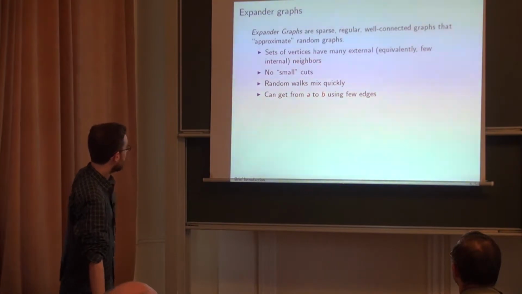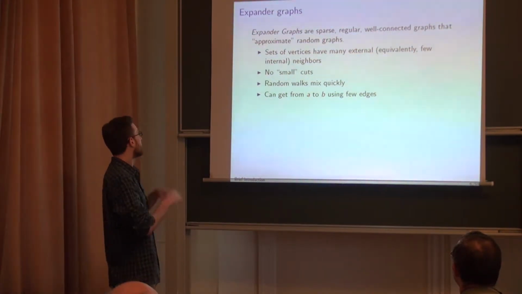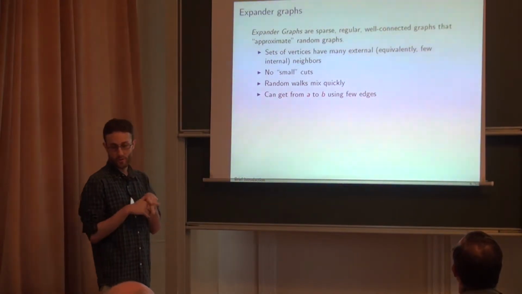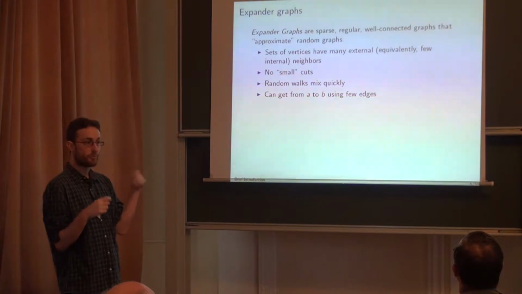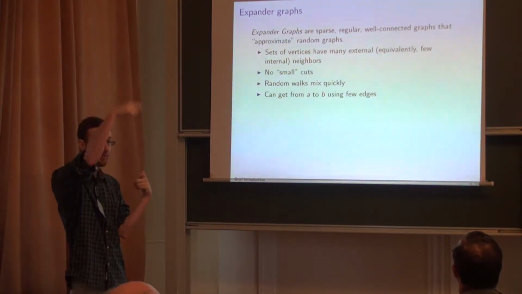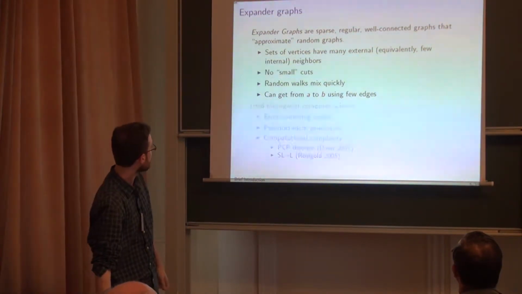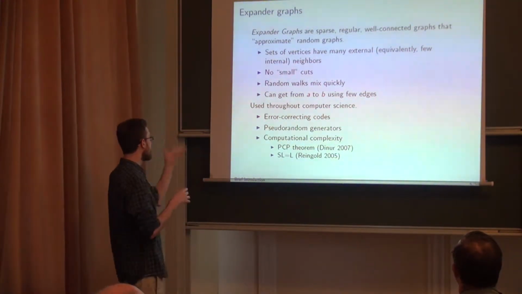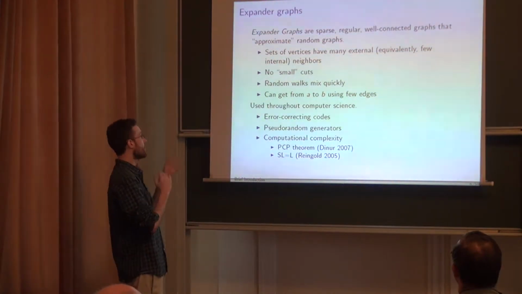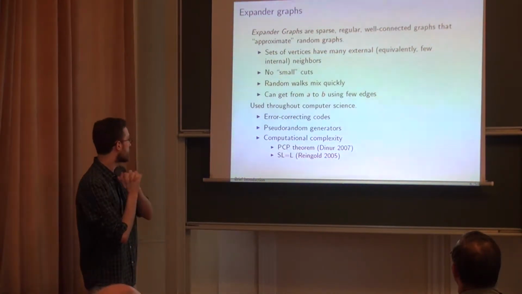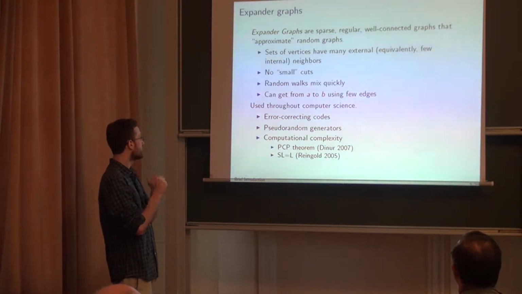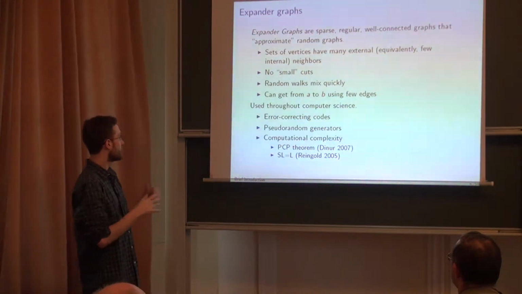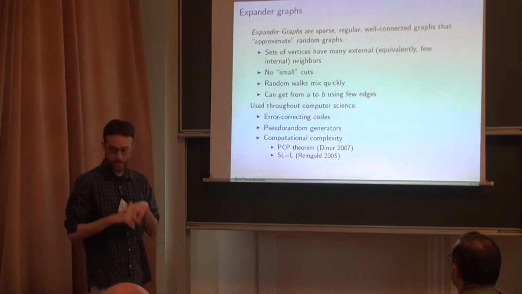Random walks mix quickly, and in theory, you can get from A to B using very few edges. So there's almost always a direct path from one vertex to another. You don't have to sort of meander around the graph in some bizarre way. And these are used throughout computer science. They're the basis of error correcting codes. They're the basis of pseudorandom generators, and they've also contributed to probably two of the biggest results in computational complexity of the 2000 decade, the PCP theorem and SL equals L.